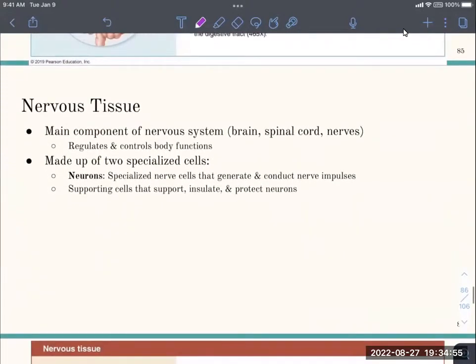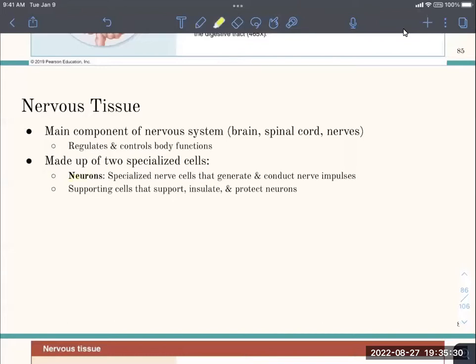The last type of tissue in our body, nervous tissue. Nervous tissue is what makes up our brain, our spinal cord, and the nerves throughout our body. Those nerves are what regulates and maintains our homeostasis. It controls function. The nerves in the brain is what controls our smooth muscle. It's not something we can physically tell our muscles to do, but the brain can tell our muscles what to do. Those smooth muscles, we can't consciously do it.